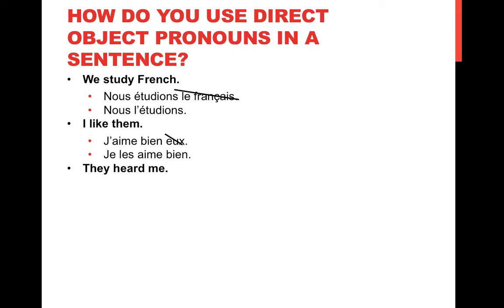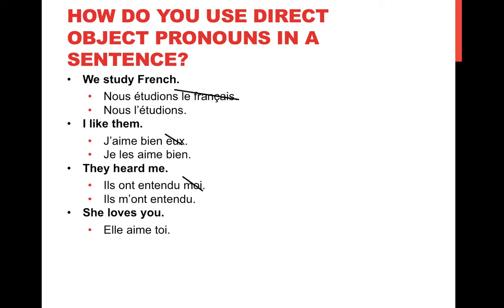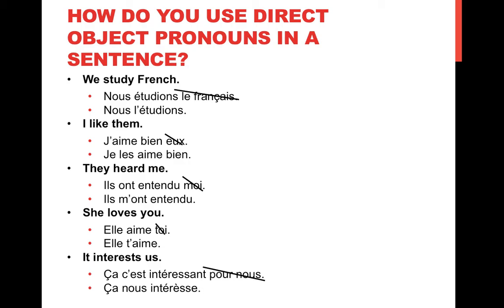They heard me. Ils ont entendu moi. And then we replace that with ils m'ont entendu. She loves you. Elle aime toi. We replace toi because that is our direct object, and we replace it with the direct object pronoun, which is elle t'aime. Et finalement, it interests us. Ça c'est intéressant pour nous. This one's a little bit more complicated. We're going to get rid of that and change it to ça nous intéresse.